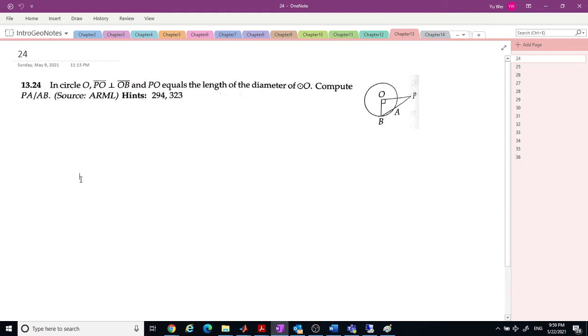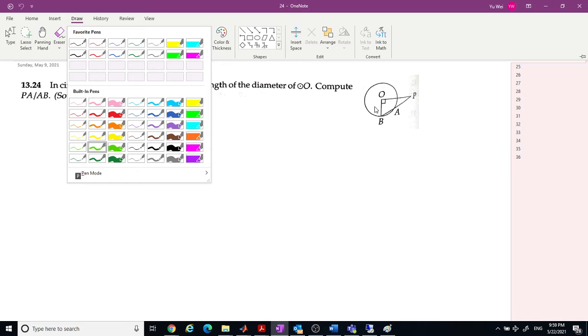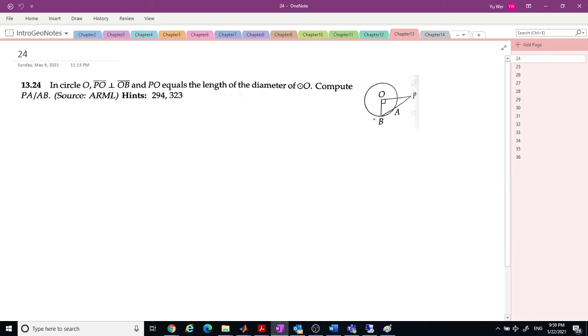Okay, now let's move on to the challenge problem of chapter 13. This one will talk about the power of the point. So the first problem: let the circle O, then we have OP perpendicular to OB, and PO is equal to the length of the diameter of the circle O.